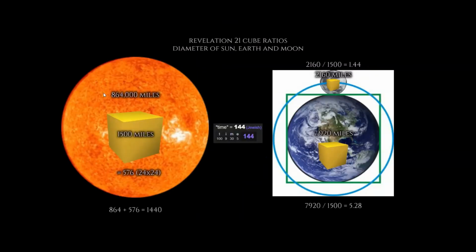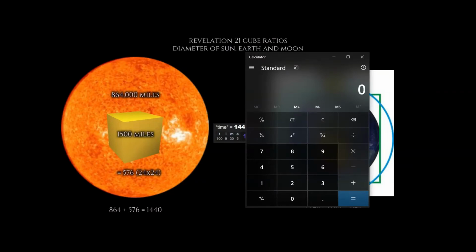So if you look here at the Sun, the diameter of the Sun is given as 864,000 miles. We divide the diameter of our Sun by the length of one side of our cube. That ratio is 576. And the Sun, of course, is the object that we use to keep our time, the solar day. So if we add this 864 plus our ratio, 576, we get 1440.